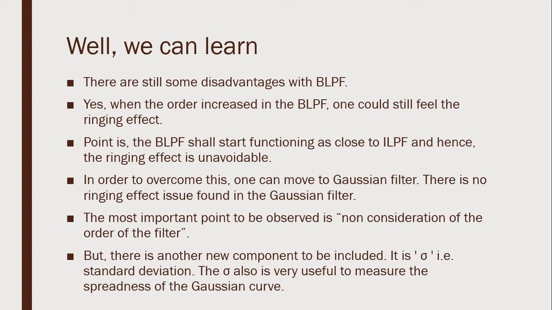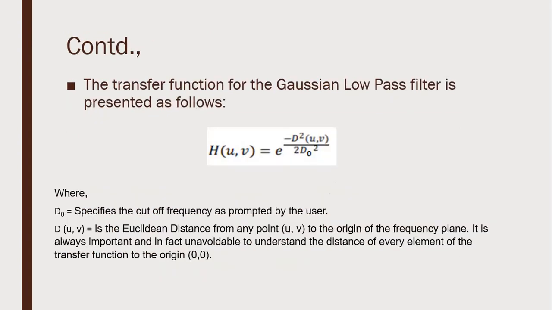So overall, if you see, we have got BLPF still affected by the ringing effect. So we are going to avoid that and we are going to overcome that. How do we do that? It is very simple. We do that through the Gaussian filter. The Gaussian filter does not have the concept of the order of the filter, we avoid it completely, and instead we bring sigma, which is nothing but the standard deviation, into the picture.